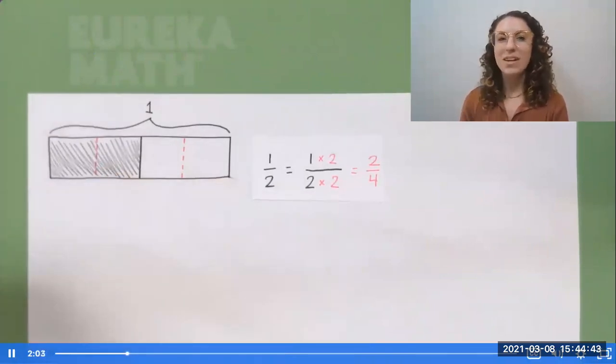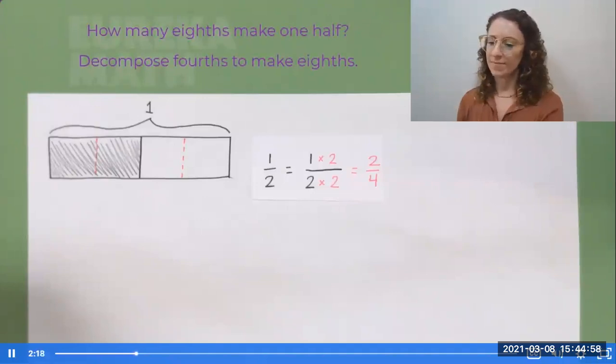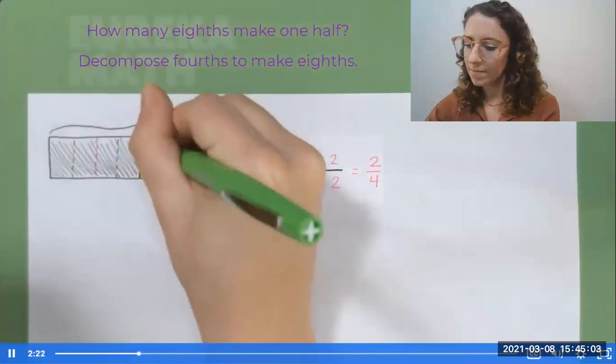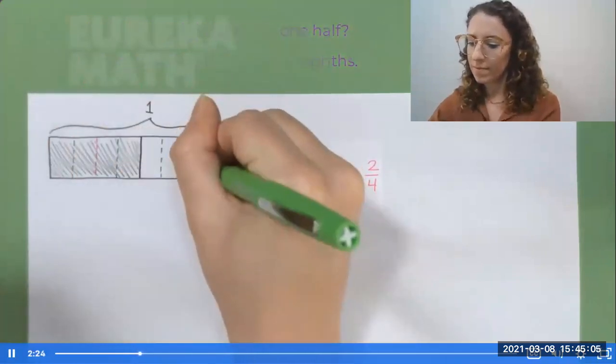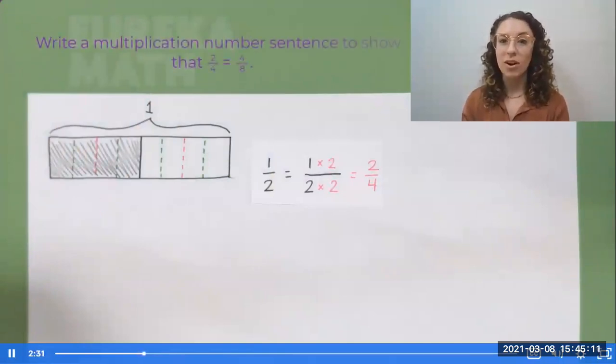Now I wonder, how many eighths make 1/2? Next, decompose the fourths to make eighths. Then tell me how many eighths are shaded. Four eighths are shaded. Now write a multiplication number sentence to show that 2 fourths and 4 eighths are equal.